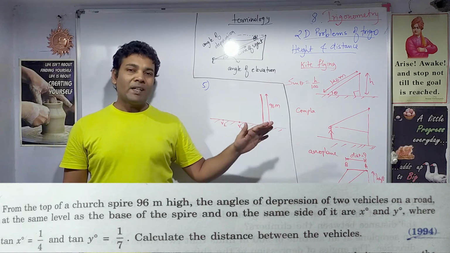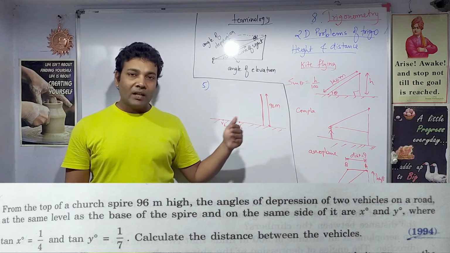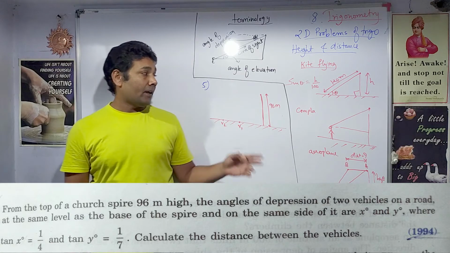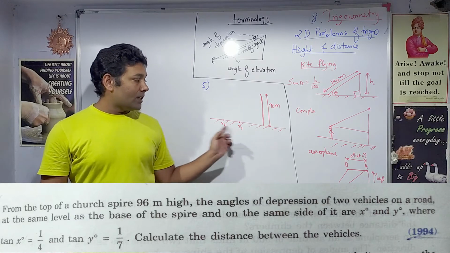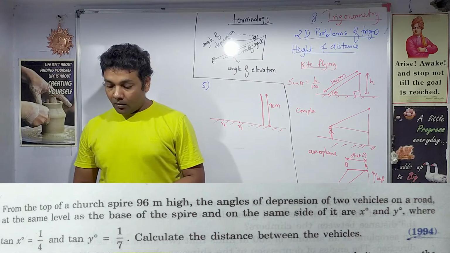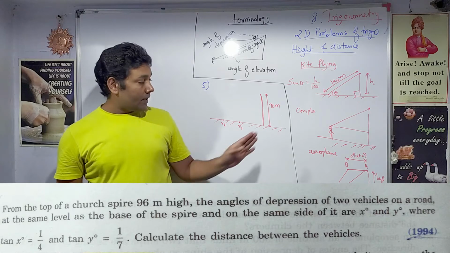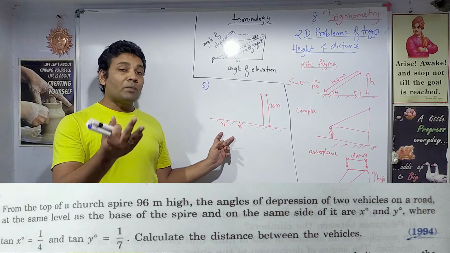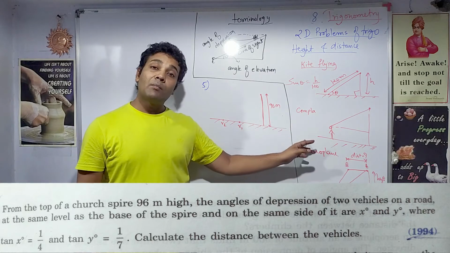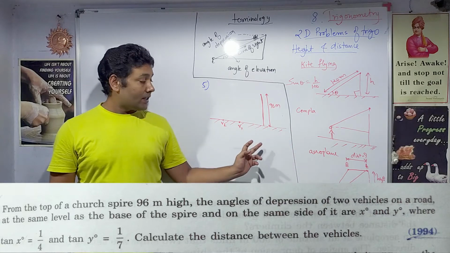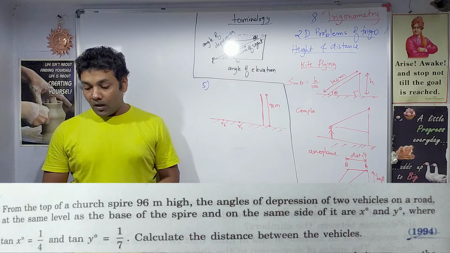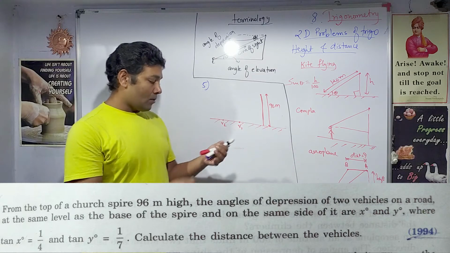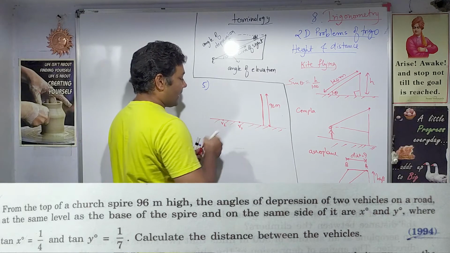If you don't understand such complex words, just understand it as a building. Sometimes to make a question complex and difficult, they use such complex words. Church spire, so this is a church, this is the base. On this base there are two vehicles on the same side of it. On the same side means the vehicles are on the same side. In complex questions, one vehicle may be here and the other on the other side, but here it is given vehicles are on the same side. Then depression angles are x and y degrees. So let us complete the diagram.